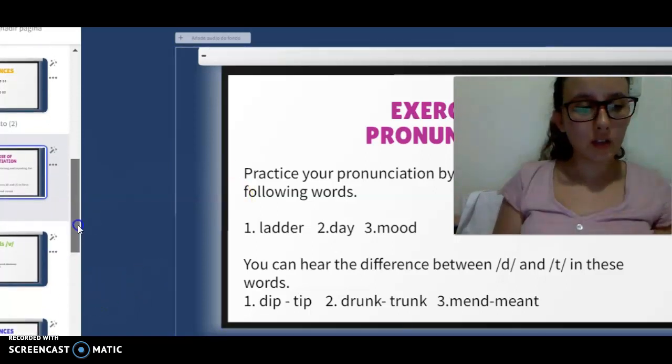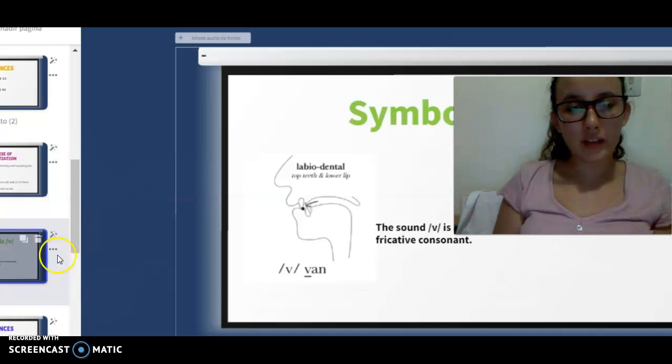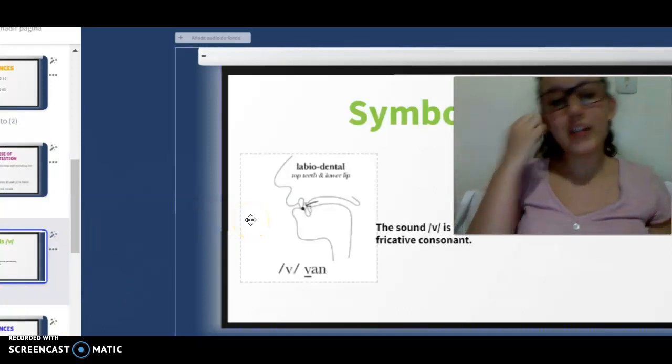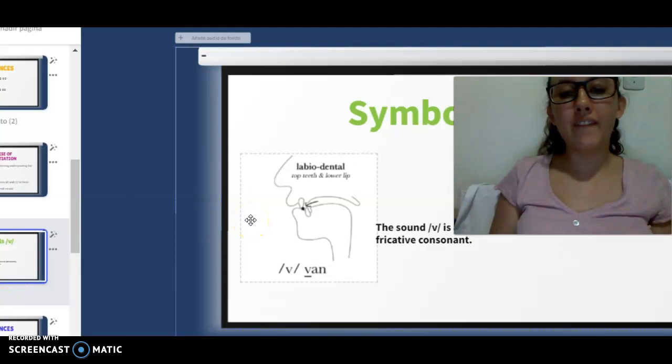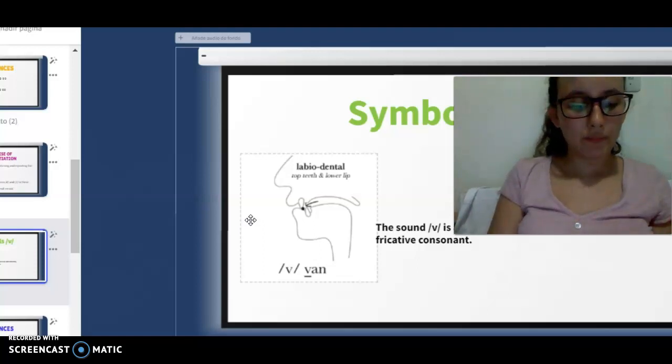Okay, I continue with the consonant symbol va. The sound va is a voiced labiodental fricative consonant.